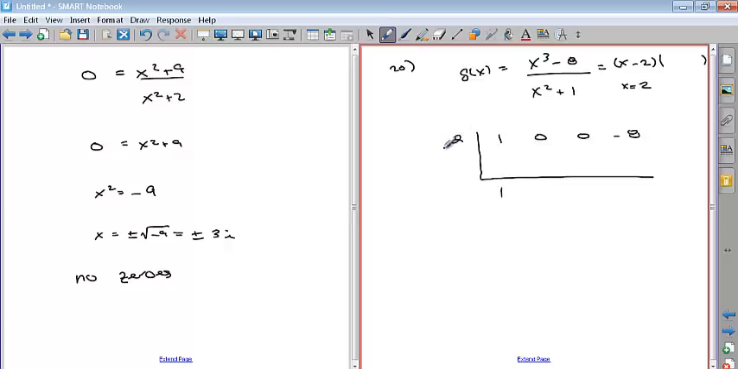You bring down the 1. 2 times 1 is 2. Add those together, you get 2. 2 times 2 is 4. Add those together. 2 times 4 is 8. And you get 0. So what that leaves is x squared plus 2x plus 4. But that term is not factorable.